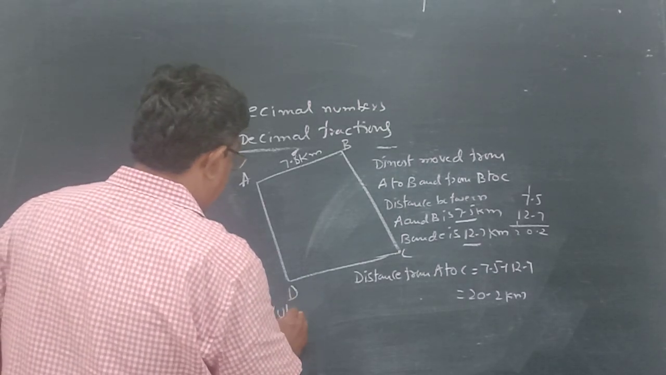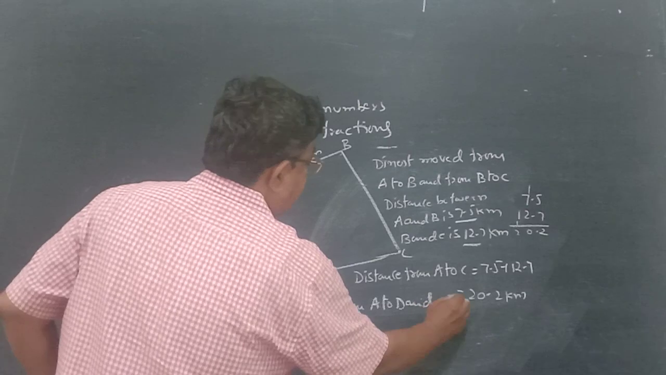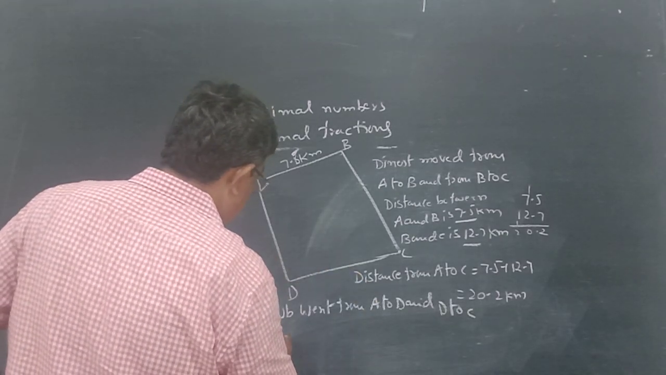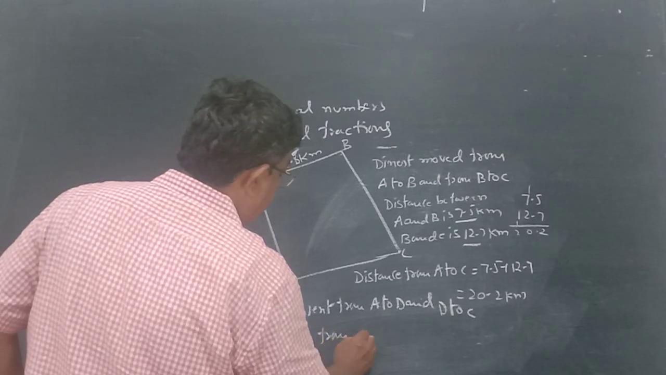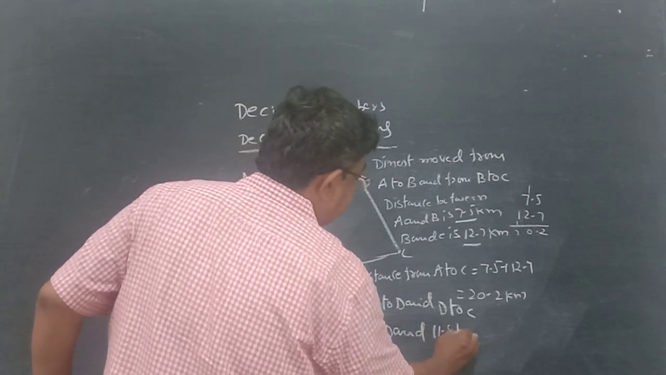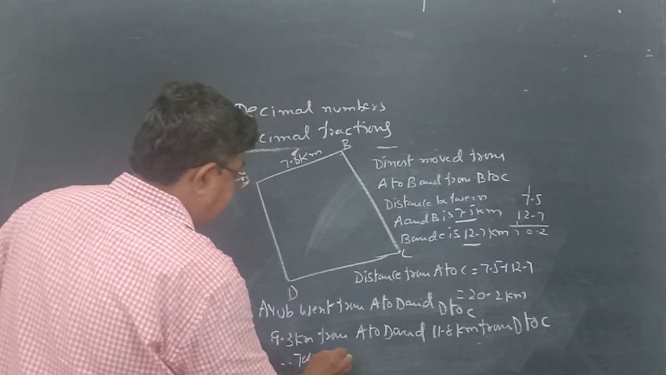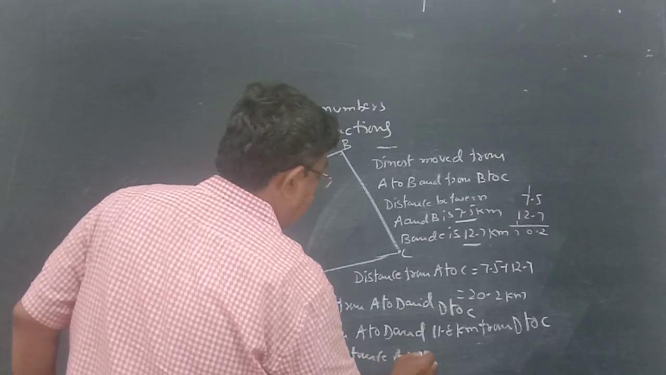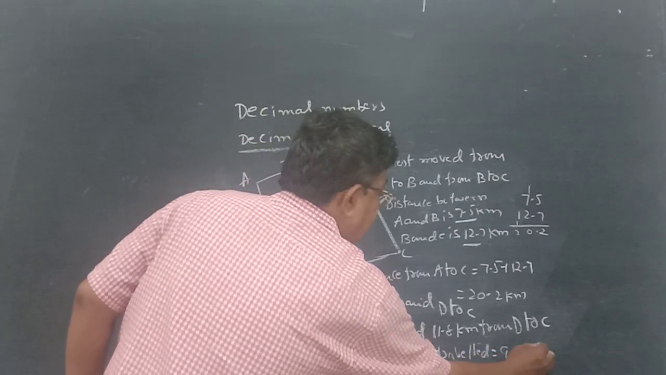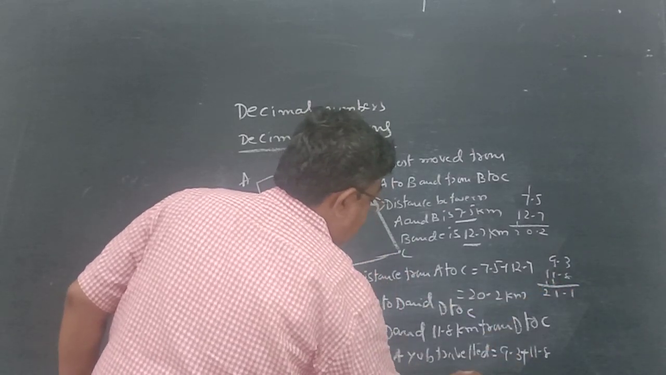Ayub, another boy, went from A to D and D to C. So another boy moved from A to D and D to C. He traveled 9.3 kilometers from A to D and 11.8 kilometers from D to C. Therefore, total distance Ayub travelled is equal to 9.3 plus 11.8. 9.3, 11.8 are added. 8 plus 3, 11. It is 21.1 kilometers.